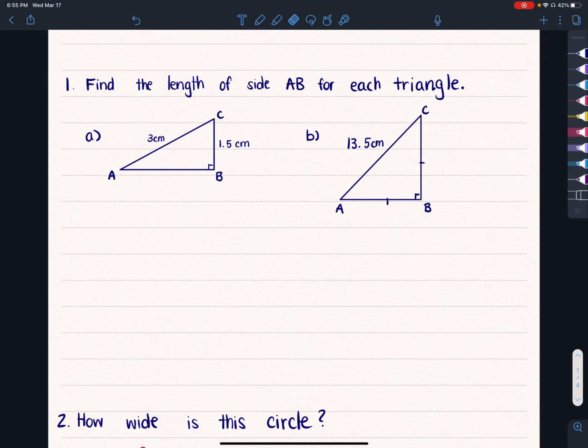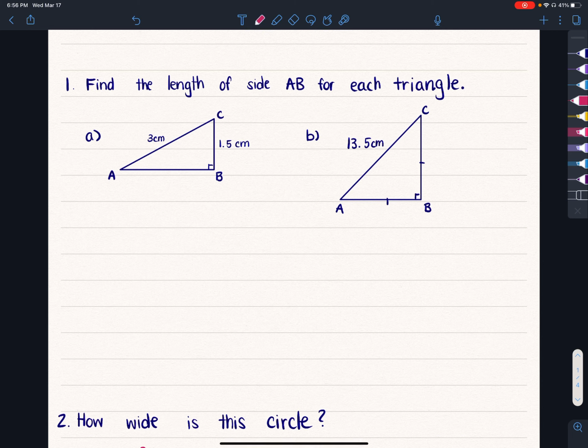Today we're going to be looking at a few more Pythagoras type questions and also looking at how to deal with isosceles triangles when using Pythagoras. So for question number 1, we have find the length of side AB for each triangle. So question 1A is a simple problem. So it's your standard Pythagoras.